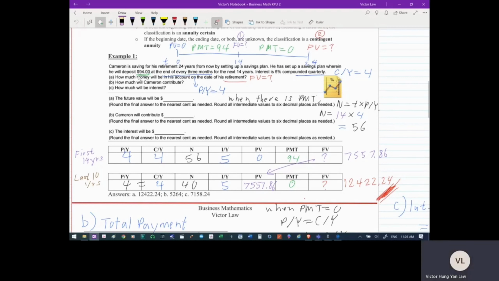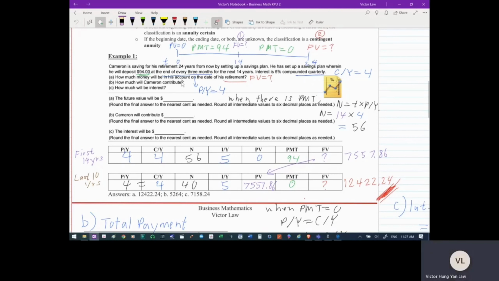So we're depositing $94 at the end of every 3 months. It's repeated at a regular time interval, so the amount is the same every period. That's why in the first 14 years, we have a PMT of $94. And then after 14 years, there are no more payments. Our PMT is 0. After 14 years, the money is just sitting in the bank, earning interest at 5% compounded quarterly. So even though there are no payments in the next 10 years, Cameron is still earning interest on the deposit at 5% compounded quarterly.